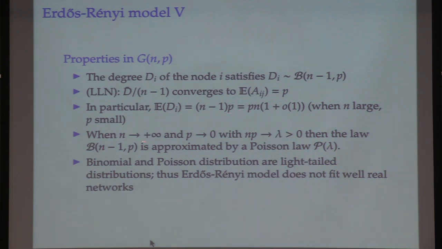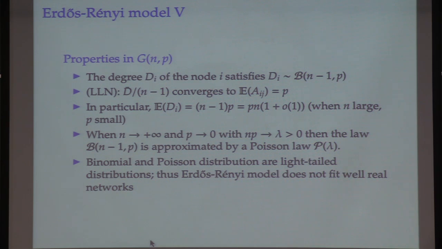And when n goes to infinity and p goes to 0, if we take p to be of the order lambda over n with some positive lambda, so p decreases to 0 in the form lambda over n, then we know that the binomial distribution B(n minus 1, p) is approximated by a Poisson distribution with parameter lambda. So binomial and Poisson distributions are light-tailed distributions.